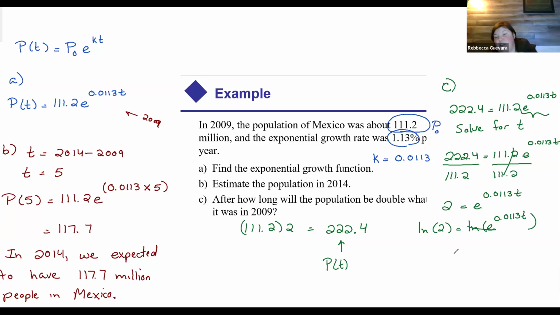And it's going to cause this to disappear, and I'm just going to be left with the 0.0113 t. And I still have natural log of 2 over here. So if I just want t, that means I just had to divide both sides by 0.0113. So t, I better actually move t here. What t turns out to actually be is the natural log of 2 divided by 0.0113.